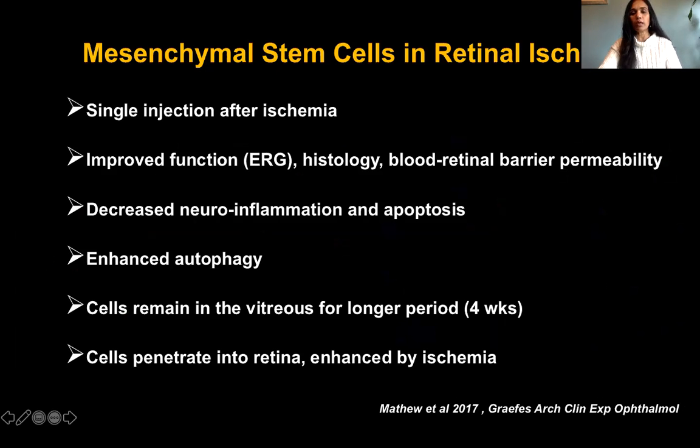These studies were published a few years ago, and the take-home message from this paper is that a single injection of these stem cells after ischemia improved retinal function as measured by ERG, improved histology, and also decreased blood retinal barrier permeability, which can lead to highly increased inflammation. It decreased neuroinflammation and apoptosis, enhanced autophagy, and to our surprise, the cells remained in the vitreous for a longer period of time, nearly 4 weeks. The cells also penetrate into the retina, and the penetration was enhanced by ischemia.